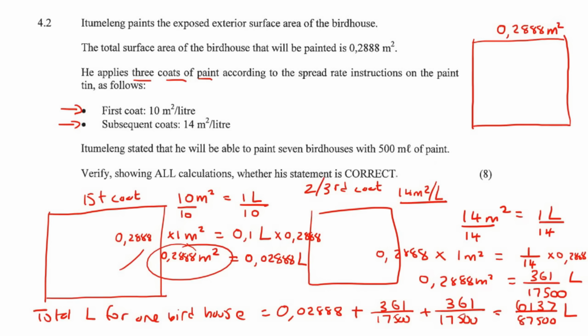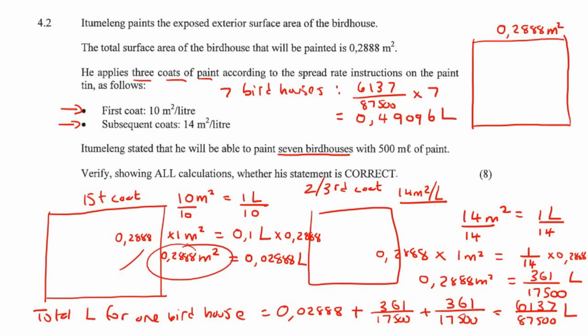Now Ntumaleng says that he would be able to paint 7 birdhouses. So let's see how many liters of paint you would need. It's going to be 6137 over 87500, and then you multiply that by 7, because this is for one birdhouse. That gives us 0.49096 liters.